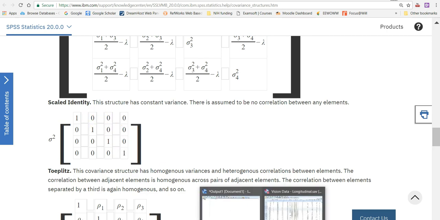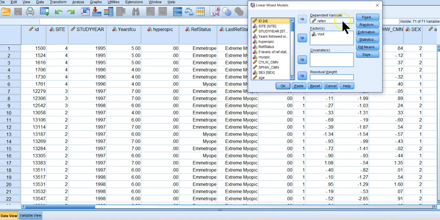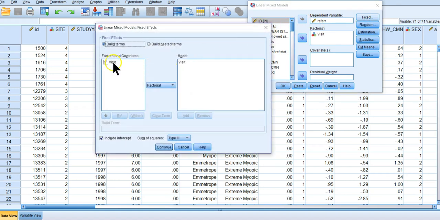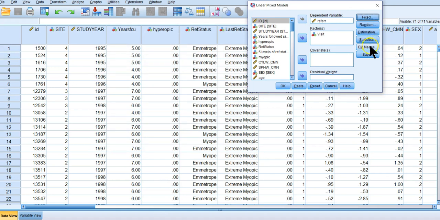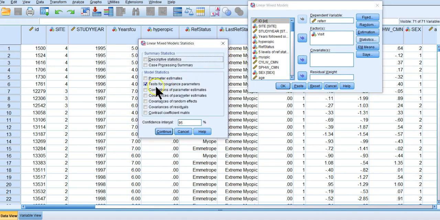So let's see what that gives us. Come here. We have the dependent variable. We're going to look at refractive error as a function of visit. We're not going to look at anything else other than visit. On our fixed, we have our visit in here for our model. Under statistics, we're going to test for our covariance parameter. Now that test is just against 0.